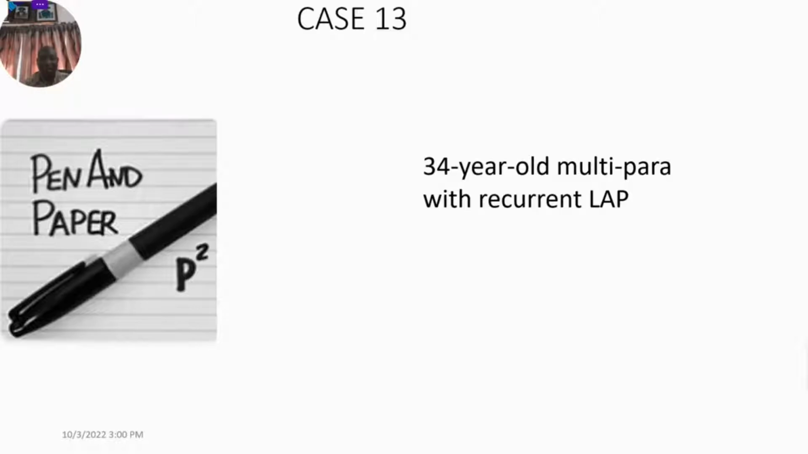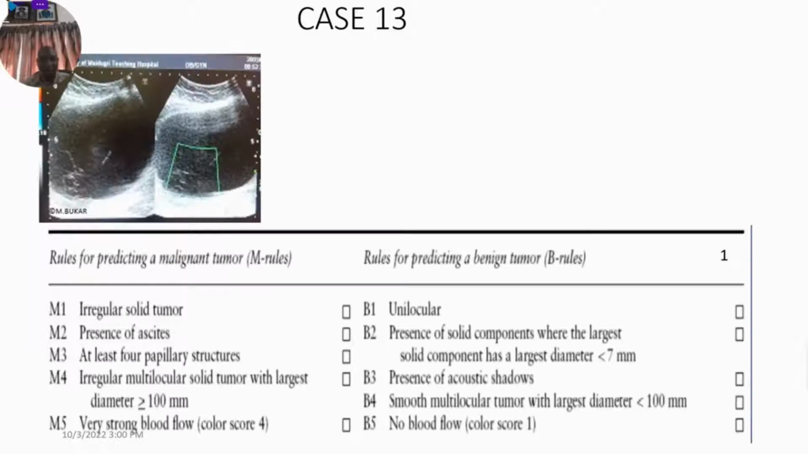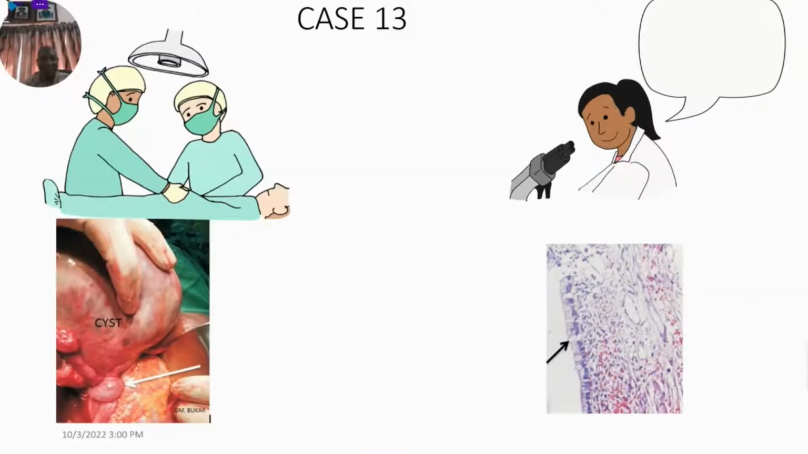Case number 13 was a 34-year-old multipara with recurrent lower abdominal pain. Only 1 B rule applied, no blood flow. So it was classified as benign. She underwent surgery and histopathology confirmed it was mucinous cystadenoma.